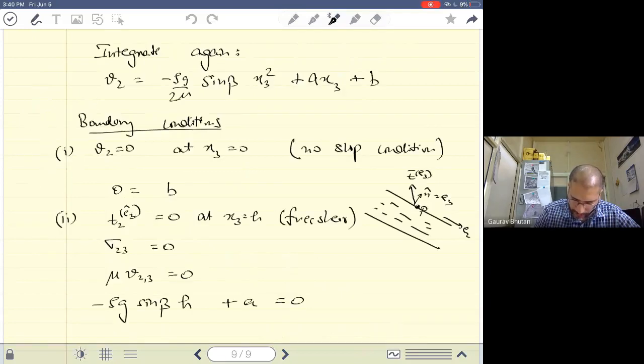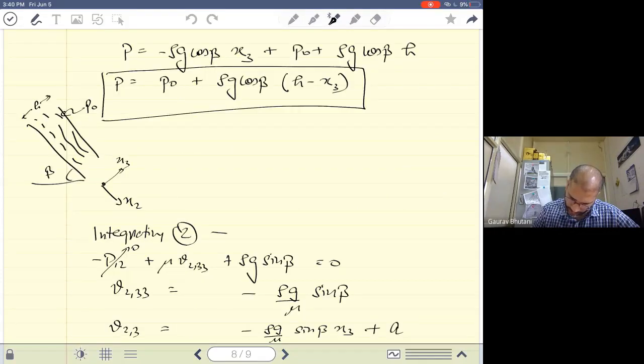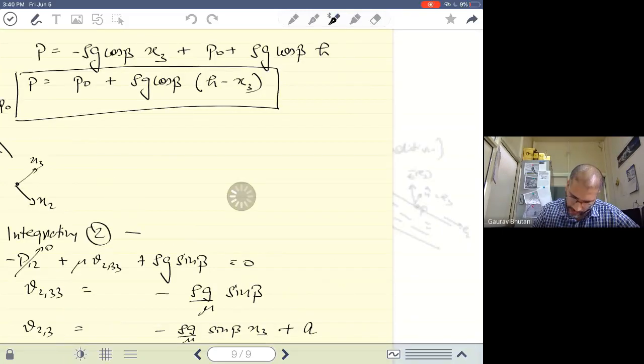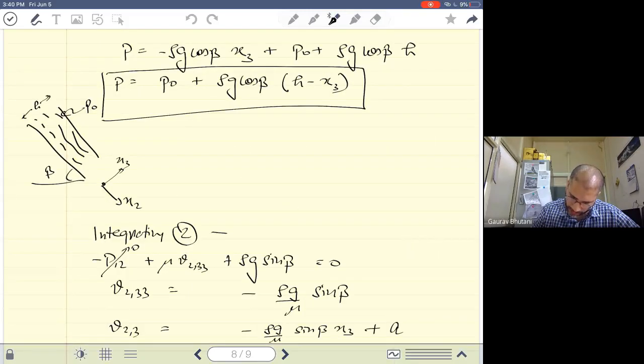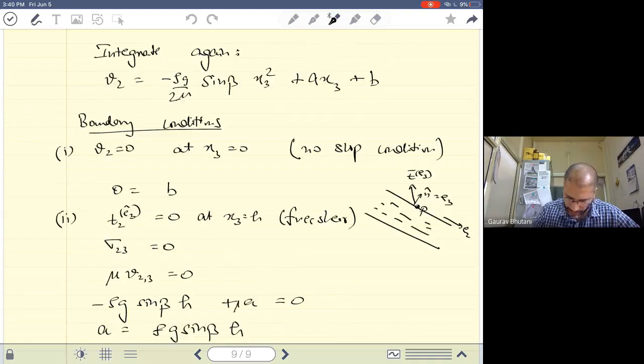That means A is equal to rho g sine beta h divided by mu. Is it divided by mu? So this v2 comma 3 times mu was 0. So we do A times mu here. That's right. So A becomes this whole thing divided by mu. That's the value of the constant A.